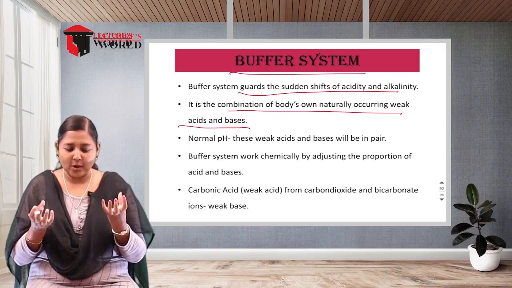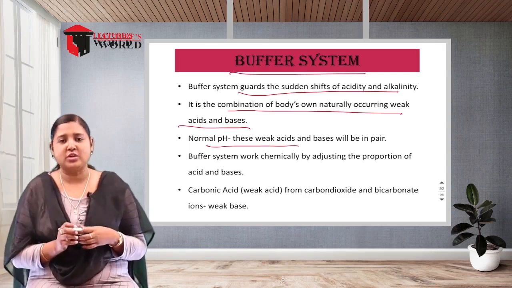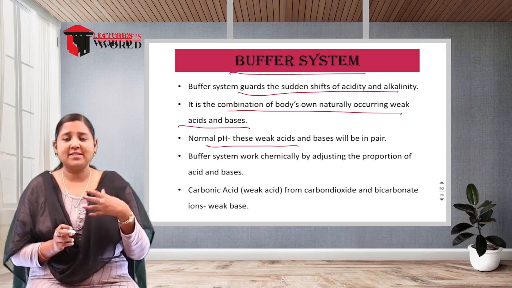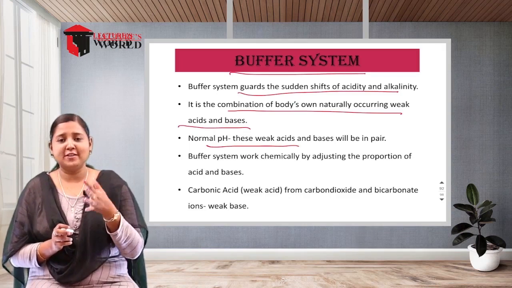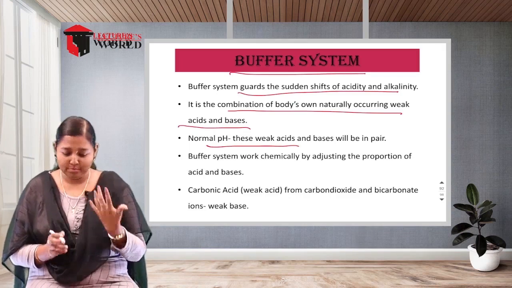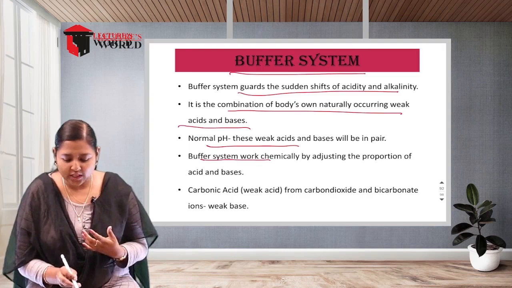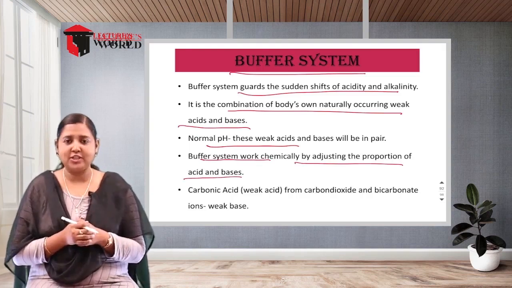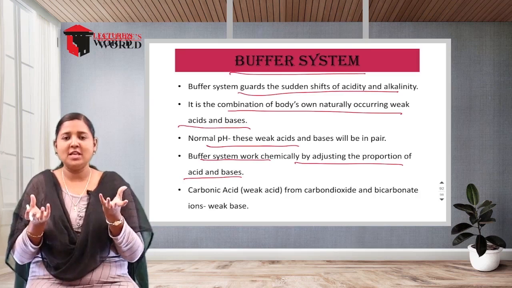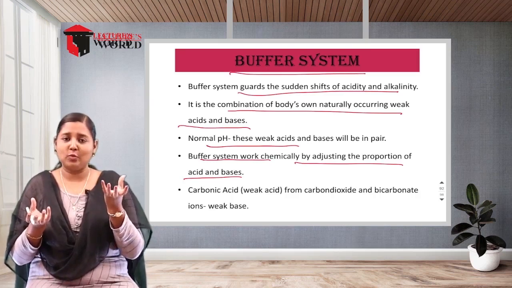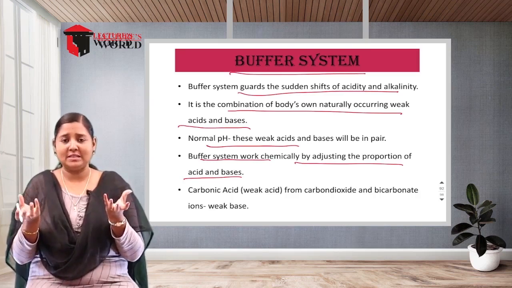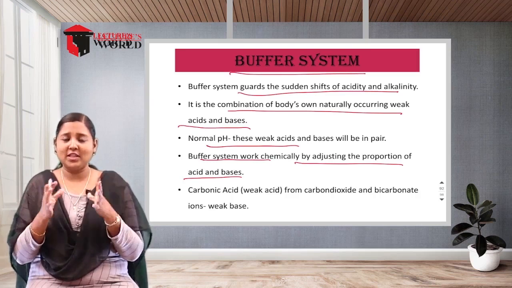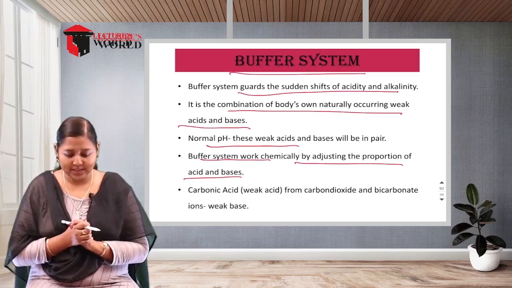Okay, so this is how the normal pH will be maintained, by sending in a pair of weak and strong acids and weak and strong bases. So buffer systems work chemically by adjusting the proportion of the acids and bases. That is what I explained to you now. Both the proportions have to be equal, with the strong and weak acids, strong and weak bases, and that's why they can maintain the acid-base balance in the area.